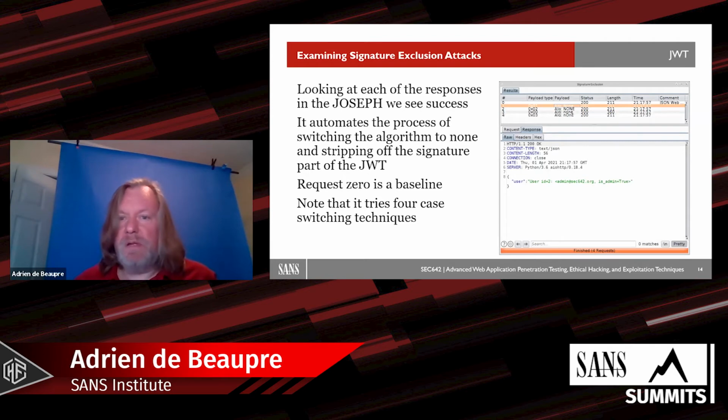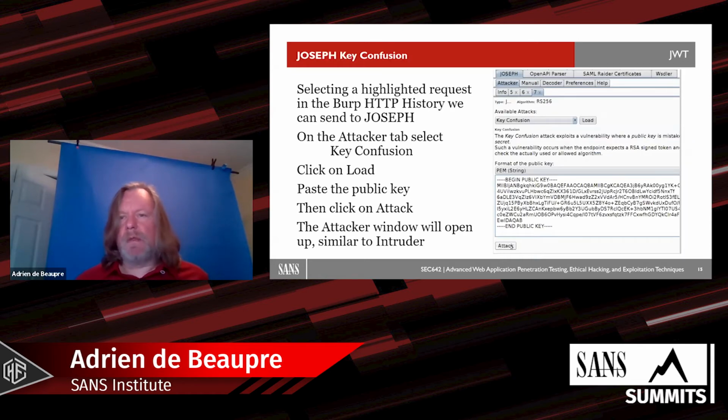So with signature exclusion, again, here we're trying things like none, with various cases. Similar to Intruder, it sends a baseline request that is unmodified, and then it starts changing stuff to none, none, none, none, none. So those are various different ways to use the JSON Web Token attack tool in Burp. But of course, all these attacks can be done manually in Python, which is some of the demos I typically do and am going to do, in that you don't need a fancy tool, just write some code.